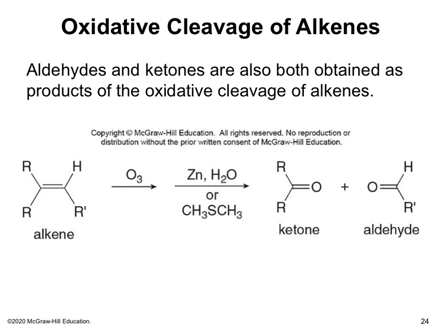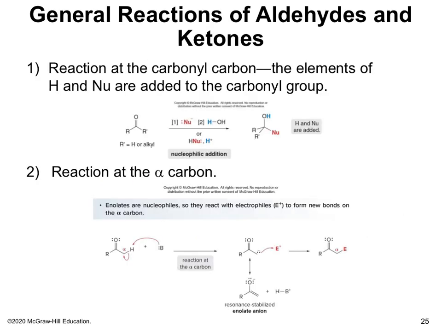All right, so oxidative cleavage of alkenes also makes ketones and aldehydes. You remember ozone, and then I usually use DMS. That's oxidative cleavage. This is the reaction. So now we're going to talk about when the aldehydes and the ketones are our starting materials.